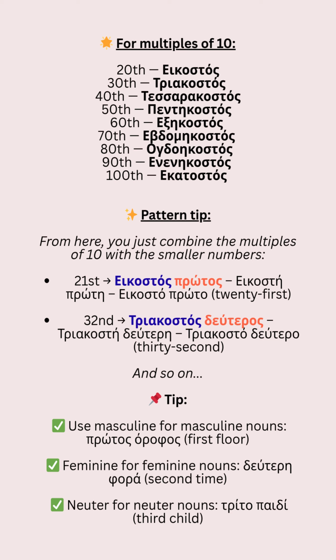Tip: use masculine for masculine nouns. For example, πρώτος όροφος, that means the first floor. Feminine for feminine nouns, as we said earlier about the first scene. Δεύτερη φορά, second time, and neuter for the neuter nouns, τρίτο παιδί, the third child, okay, etc., etc.